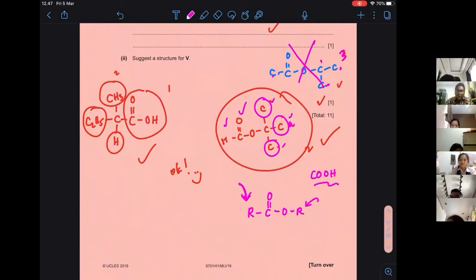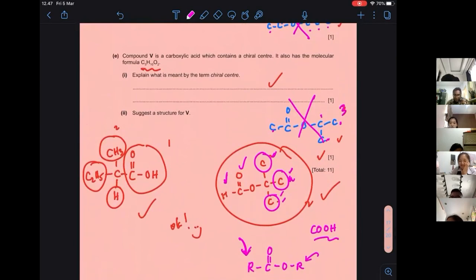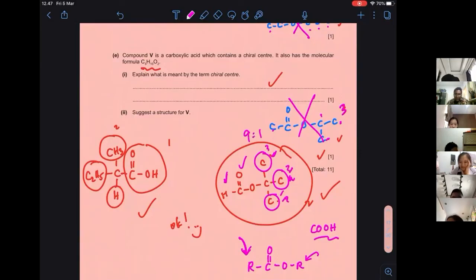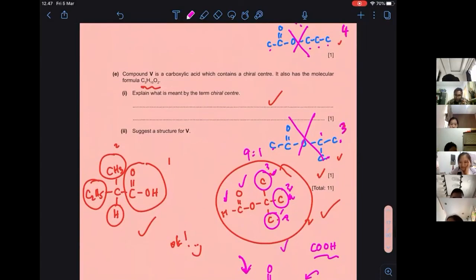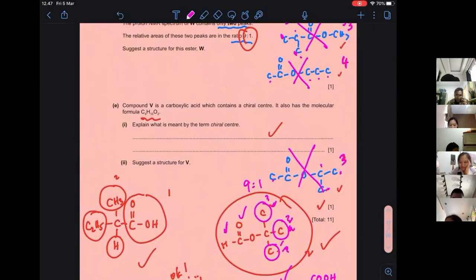Once you have that, you are going to have one environment and then another environment, 2 environments. The ratio, you see, they have 3, 3, 3, so 9 to 1. So this is going to be the one that we are looking for. So suggest the structure. This is the structure that I will suggest.